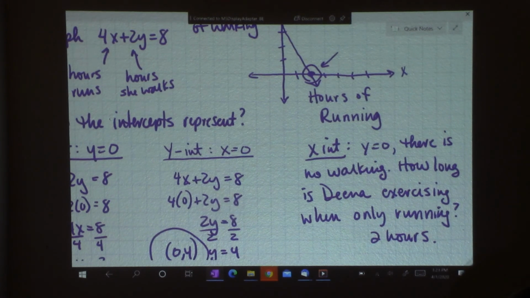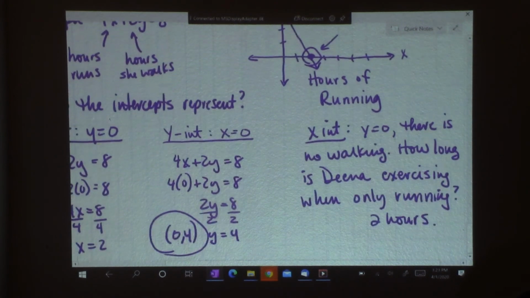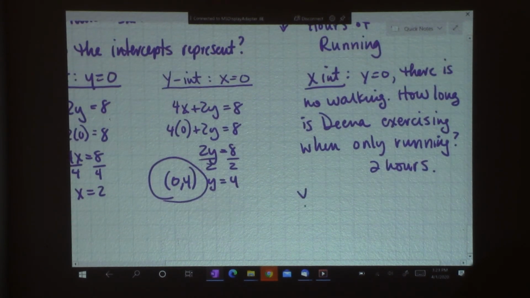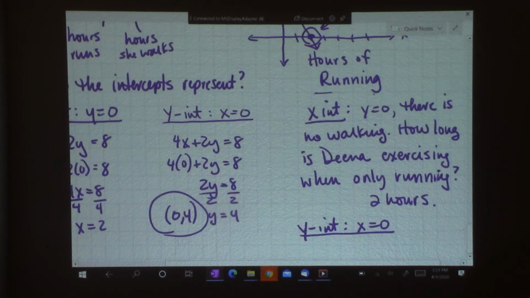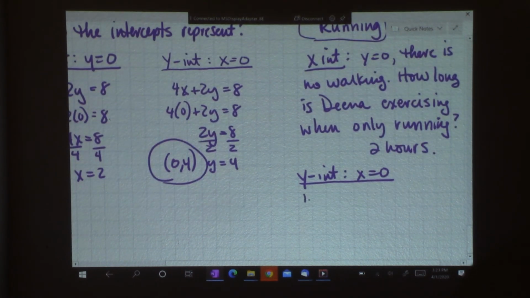Now let's talk about the y-intercept. Here, for the y-intercept, x is 0. So how much running is she doing at the y-intercept? X is 0. And x represents hours of running. So that is no running. She is not running at all.